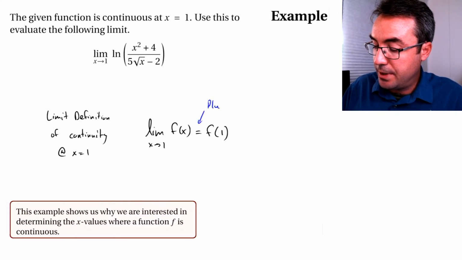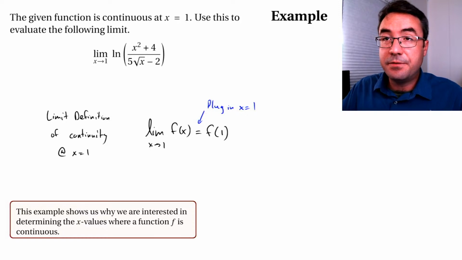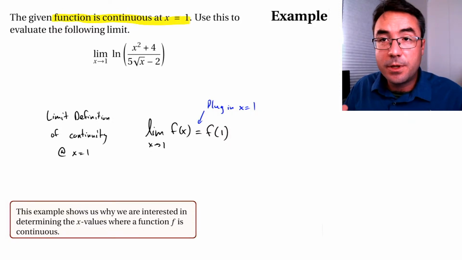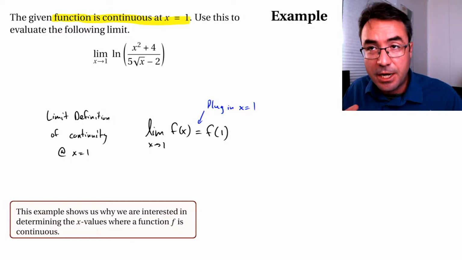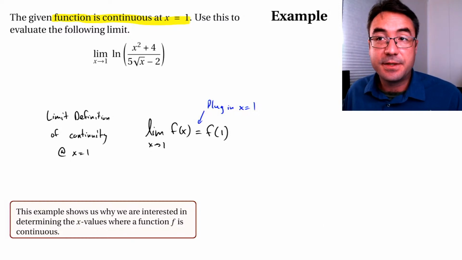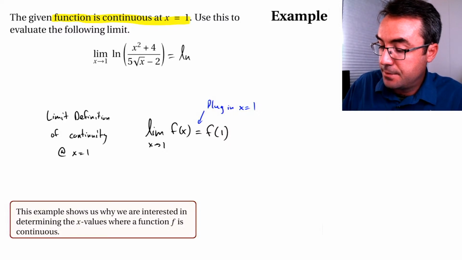And that's what continuity means. So that's what we're going to do here. We're told that this function is continuous at x equals 1. Normally that's something we have to check, but here we're given that. And so to calculate this limit, all we do is we plug in.